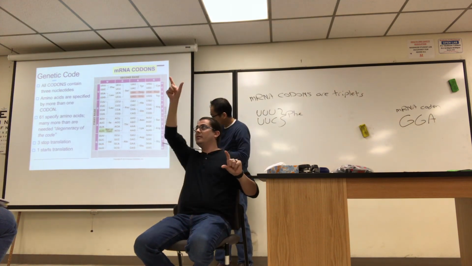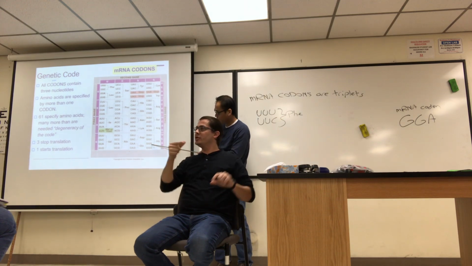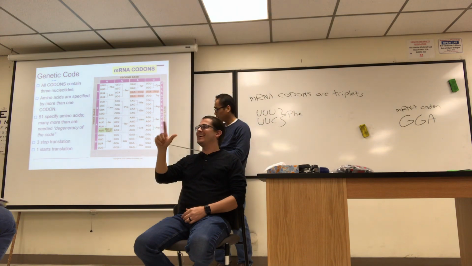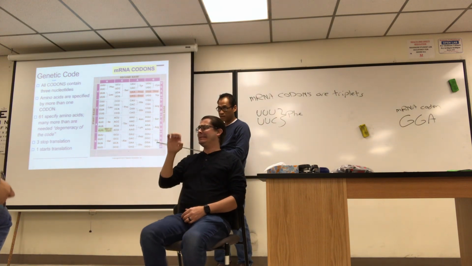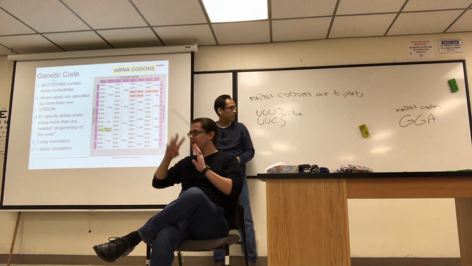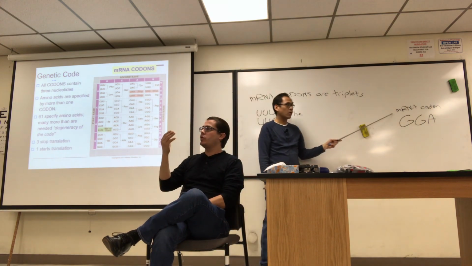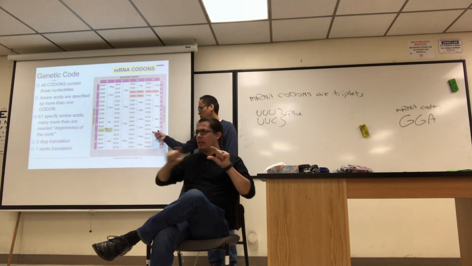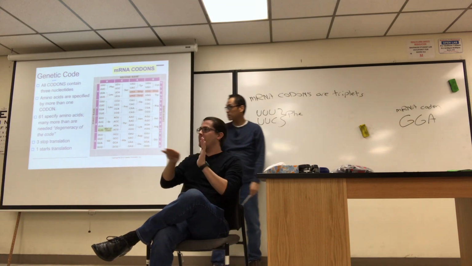So here's GGA. What does it code for? Yeah, the GLY, that stands for glycine, I think. But anyways, that's how you read the table. Okay, but you have to be given the mRNA codon, and then you can figure out what it codes for. So these are our bases, and this is our amino acids.